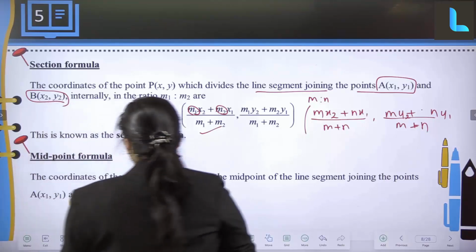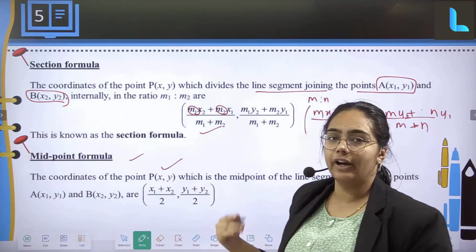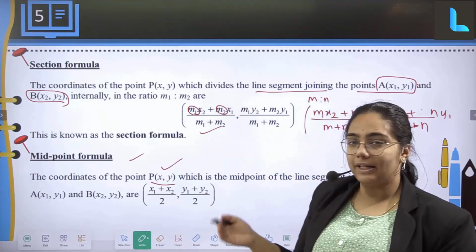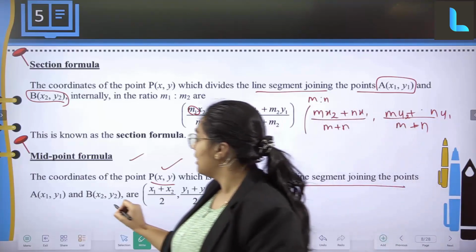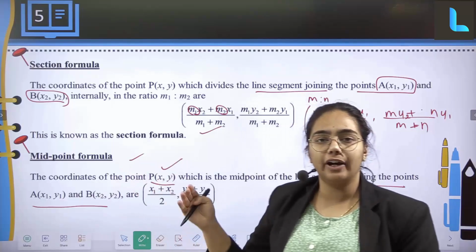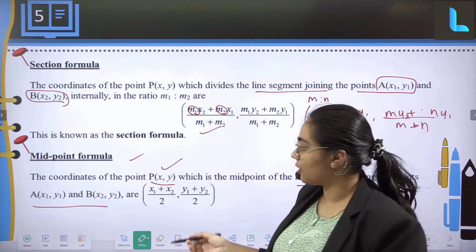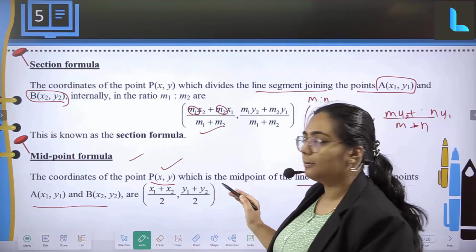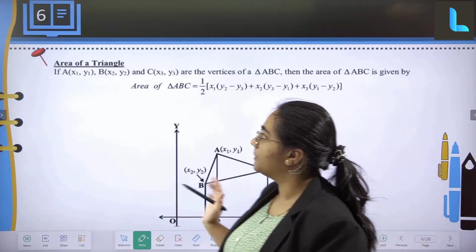The next formula is going to be the midpoint formula. Again over here also, when the points are given, you have to find the coordinates of the point P, which we usually consider as x comma y, which is the midpoint of the line segment. Given any 2 points, you have to find the midpoint. So the formula is just the average: (x1 plus x2) divided by 2, comma (y1 plus y2) divided by 2. So these were the two formulas which you had to learn.